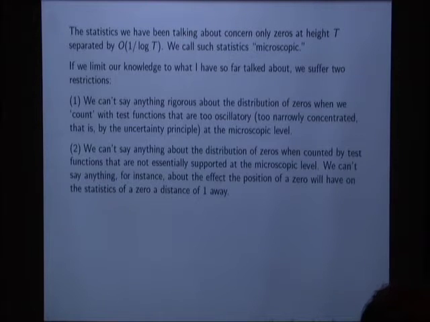If you limit yourself to what I've talked about so far, even if you know something else about the zeta zeros, if you just forget about it, there are two restrictions that you suffer from. The first is that we can't say anything rigorous about the distribution of zeros when you count with test functions that are too oscillatory, that is, too bunched up at the microscopic level. So you can't get too fine a count of the number of these randomly translated and stretched out zeros that lie in a given interval. Although if you make the interval long enough, you can get a better count.